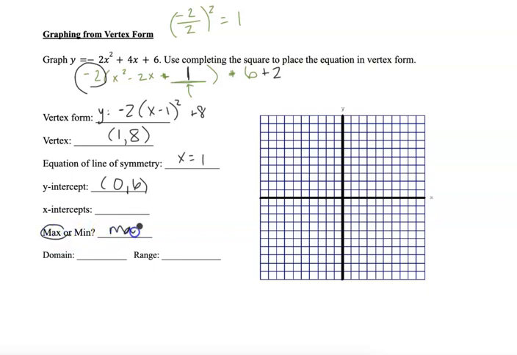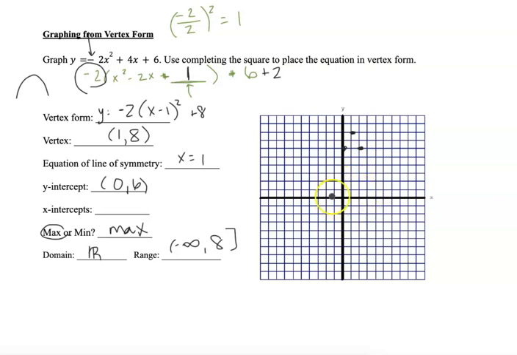I have a max because I have a negative leading coefficient, so this graph will be down. The domain of all quadratics is all reals, and the range, because we go down, we have our max value at 8, and then we go to -infinity. So we have -infinity to 8. So let's start graphing what we have. We have 1 and then 8 as our vertex. We have a y-intercept of 6, and I'm going to use symmetry to put a y-intercept there.